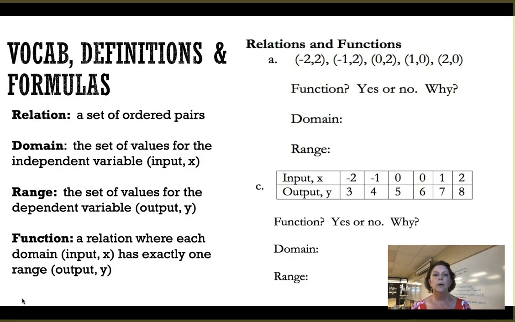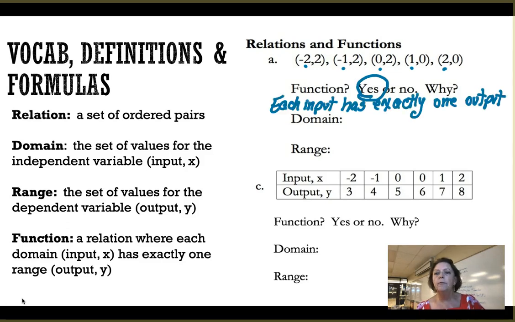Okay, I've put the vocab and definitions on the left and our problems on the right. I've given you a relation there, which is just a set of ordered pairs, but I want you to tell me if it's a function or not, and why. Let's look at our x values here. We've got -2, -1, 0, 1, and 2, and each one of those has exactly one output. So yes, this is a function because every input has exactly one output.